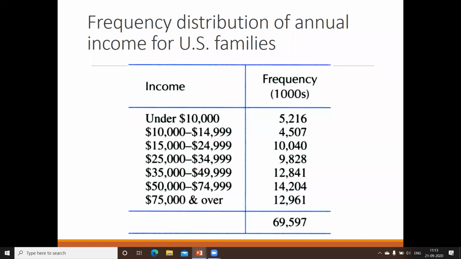Now, we have seen how to convert a frequency into probability in the previous chapter when we did the simulation technique. So here we have one example where the frequency distribution of annual income for US families is given to you. And you can see the total of the frequency is coming to 69597. Now, if I ask you a question, what is the probability that whichever family I pick, that family's income will lie between $25,000 and $34,999?